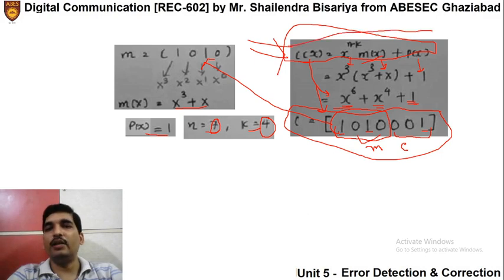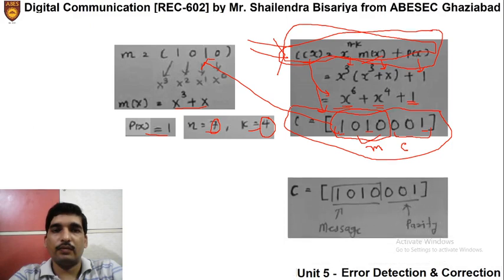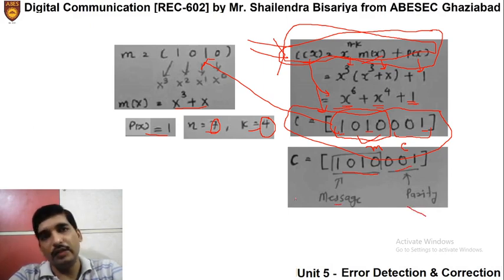So we must remember this expression, that by using this technique we can find the systematic cyclic code word. So this is 1010 your message, and 001 your parity.